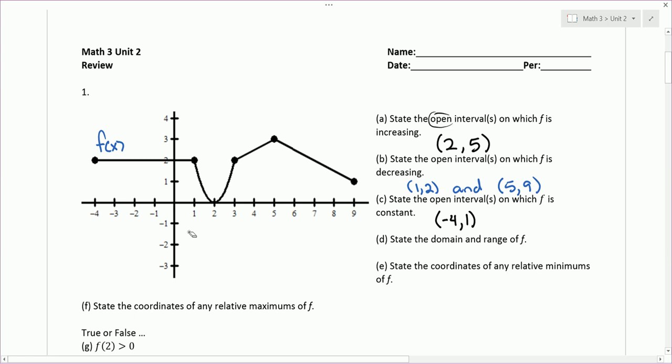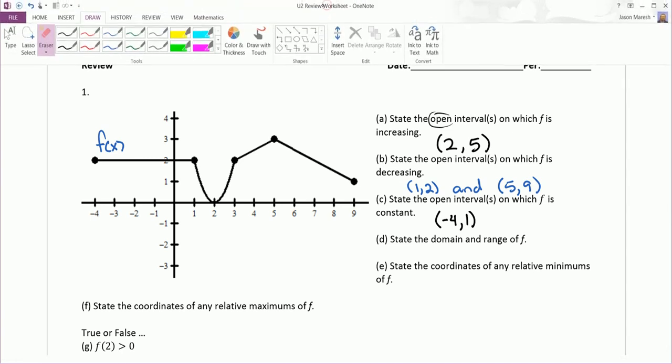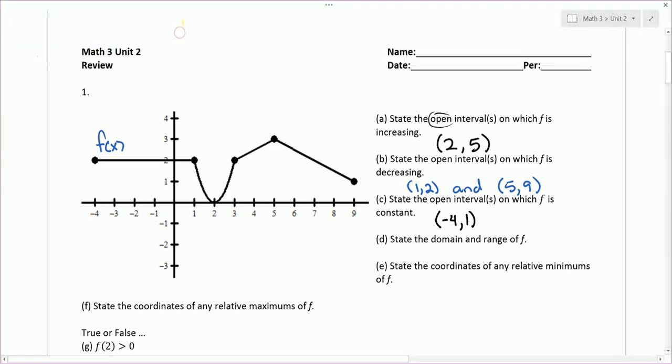D, state the domain and the range of the function. The domain is the set of all x values for a function, so you're looking at the x-axis. You're looking at where that starting point is, and that's at -4, where the ending point is, and that's an x value of 9, and just checking to make sure there's no discontinuities in your graph. And this graph's fine, so everything in between -4 and 9 is included.